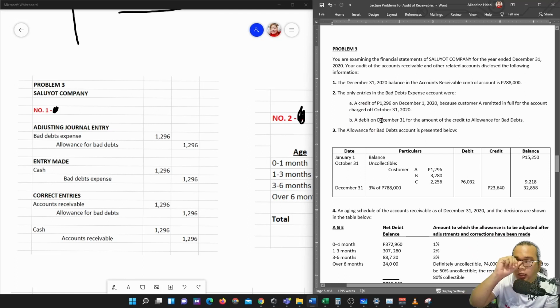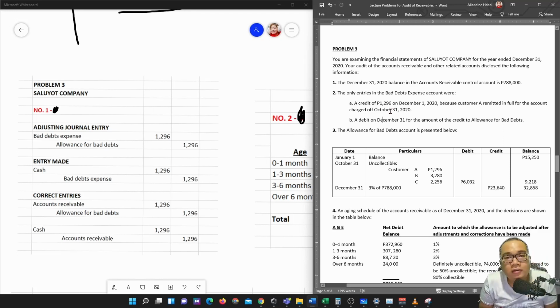Kung saan, ang ginawa mo ano? O ano nangyari? Si customer ay nabuhay. So, yung ni-write off mong receivable, nabawi mo, di ba? Nabuhay siya. So with that, anong ginawa? Debit cash 1296, credit bad debt expense 1296. Tatanungin kita, tama ba 'yun?